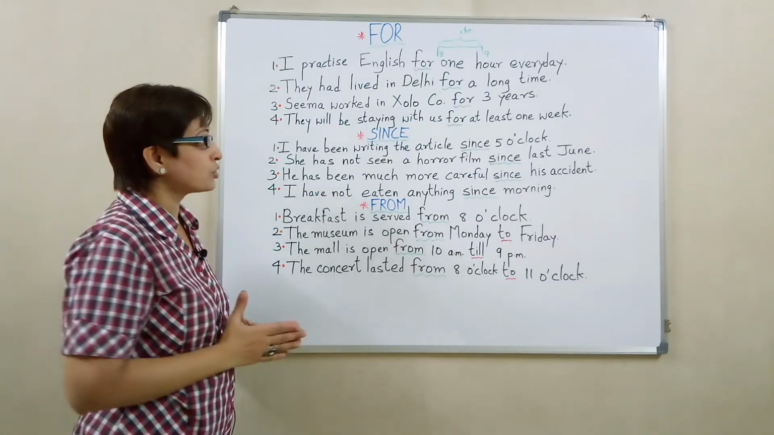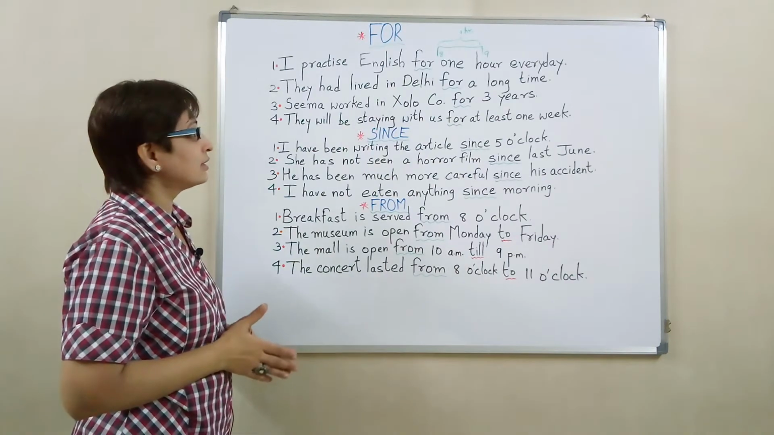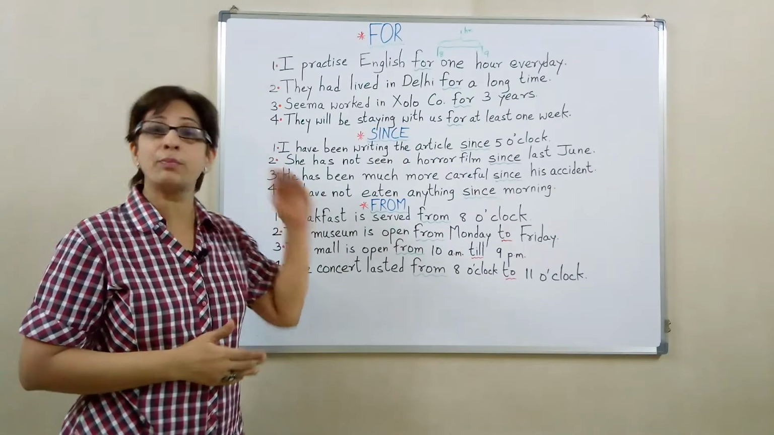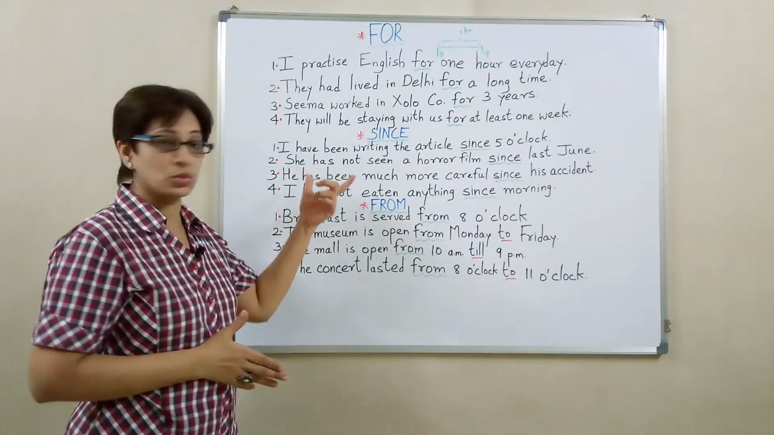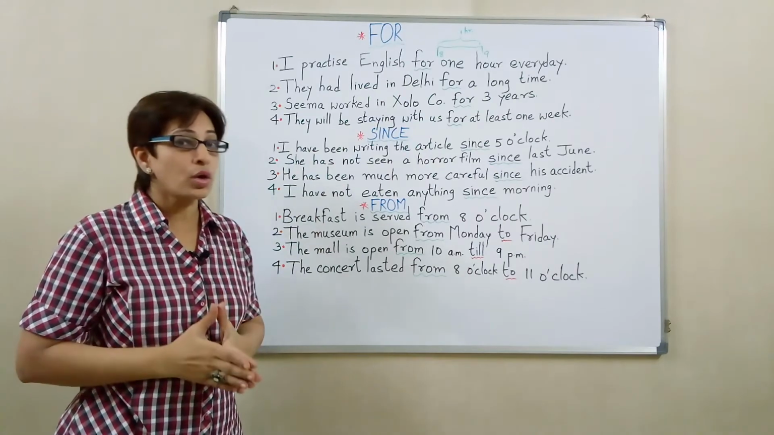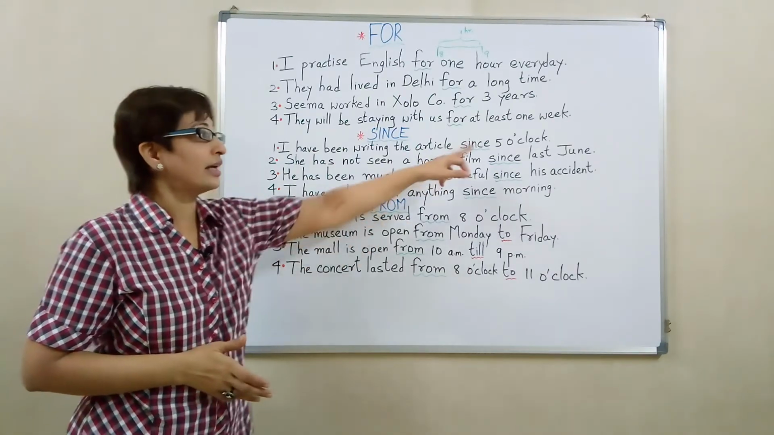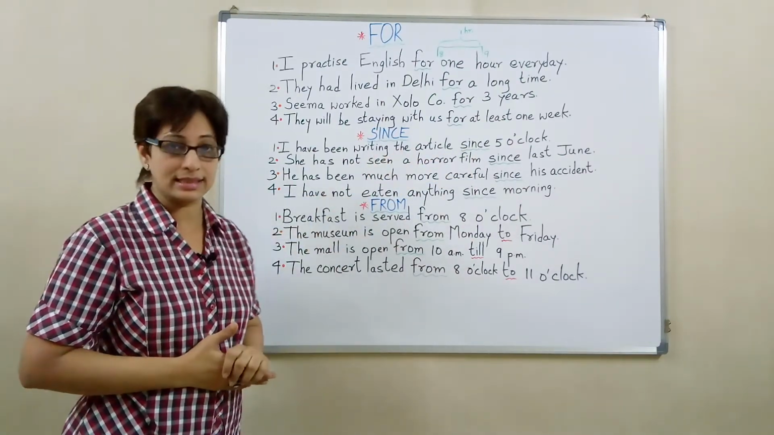Now let's look at the preposition since. The first sentence is, I have been writing the article since 5 o'clock. Here I am talking about the starting point of an action or event. So since is used with reference to time when we talk about the starting point of an action or event. I have started at 5 o'clock, and that's why I am using the preposition since.